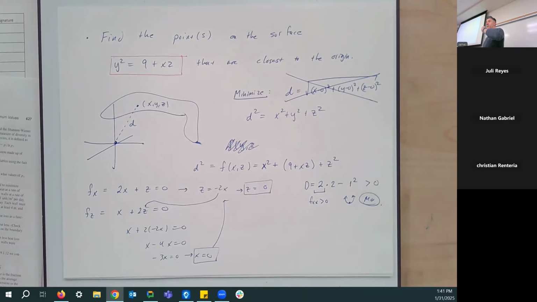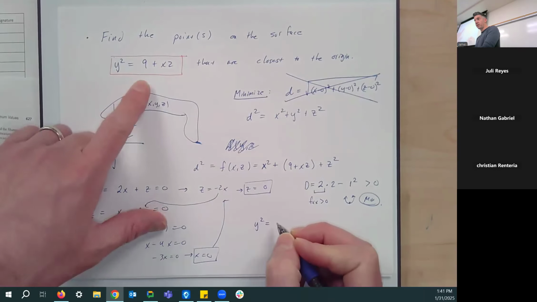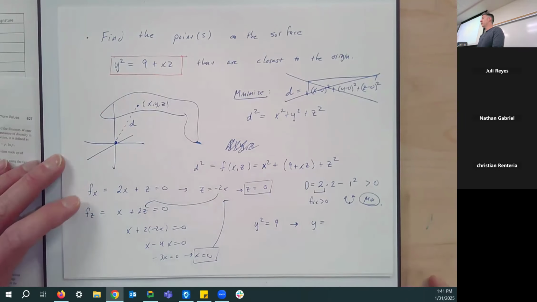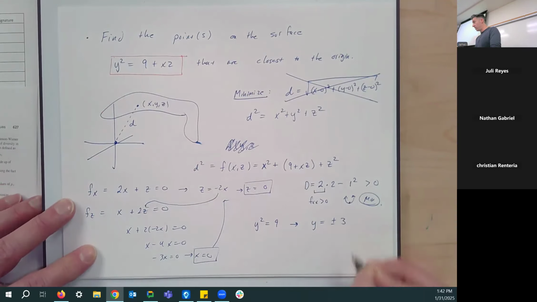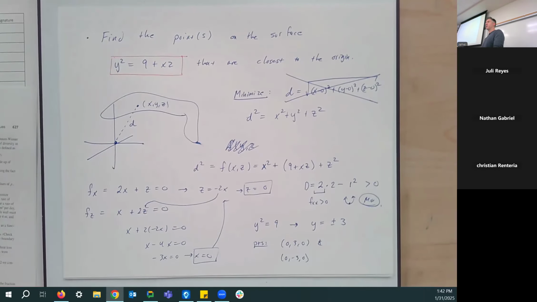I'm not done though, because the problem said find the point or points on the surface y squared equal to 9 plus xz. So I got x equal to 0, I got z equal to 0, but I still have to find the corresponding y value. Well, that means y squared is equal to what? 9 plus 0. So y is going to be what? Yeah, so there actually are 2 points. y is plus or minus 3. So my 2 points are 0, 3, 0, and 0, negative 3, 0. Kind of interesting.